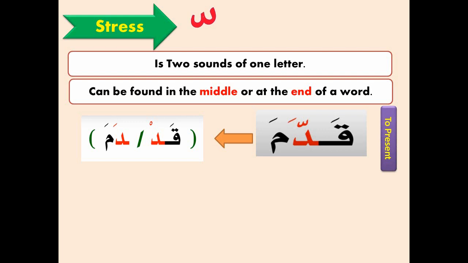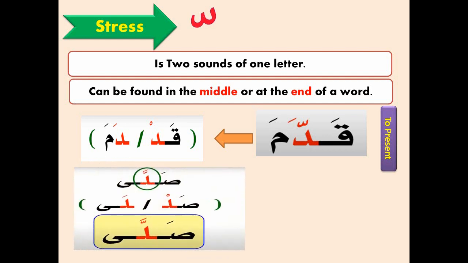So here the stress, I repeat, is 2 sounds of 1 letter. For example, here we have the letter dal, but in fact it is 2 sounds joined together to form just 1 letter. D, da. So here we join them by using this stress. Da, da.